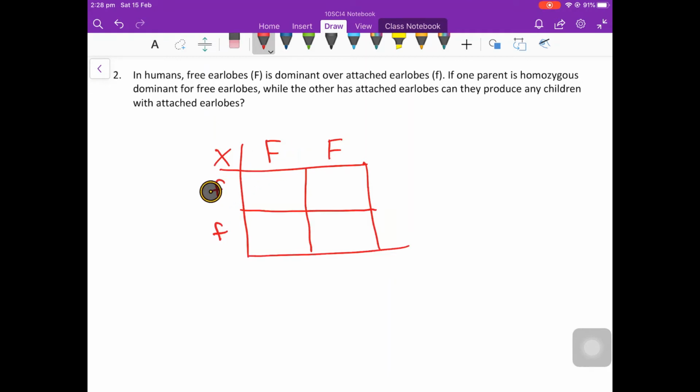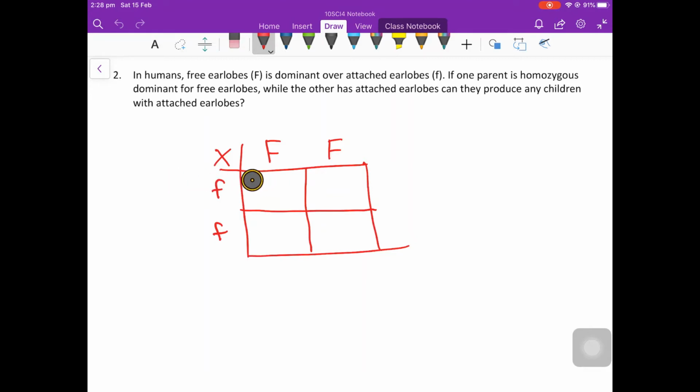The other possible genotype, which was heterozygous, so uppercase F and 1 lowercase f, won't produce attached earlobes. The only possible combination of alleles for attached earlobes is lowercase f and a second lowercase f. So now let's cross these together and see what the offspring are going to be. What are the chances of the offspring having attached earlobes or free earlobes?